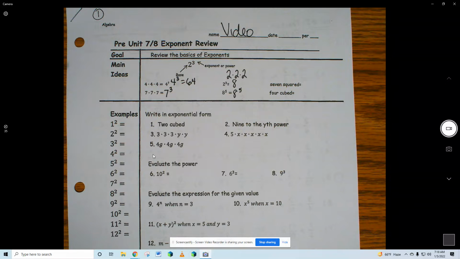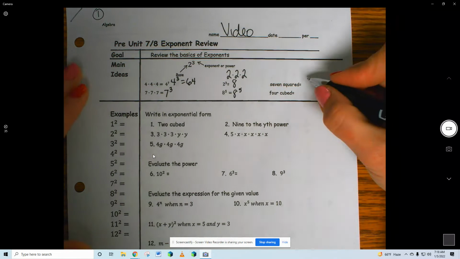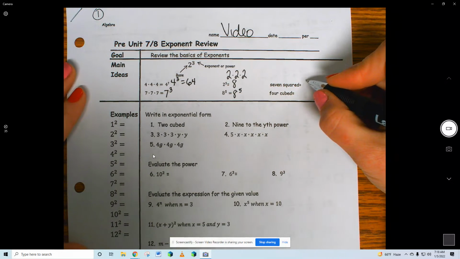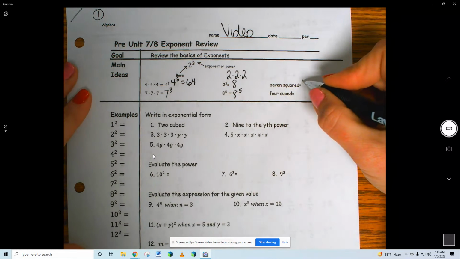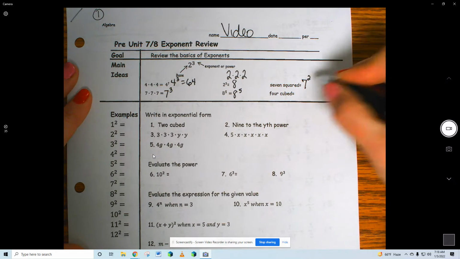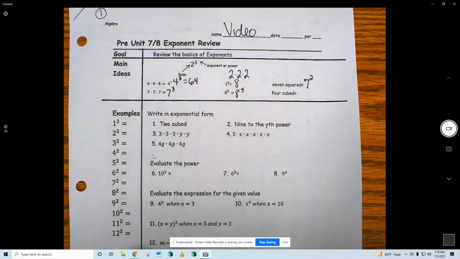Now let's talk about the word squared. How would I write 7 squared? What would I put? A what and a what? A 7? Yeah, I heard you. And a 2. Good.